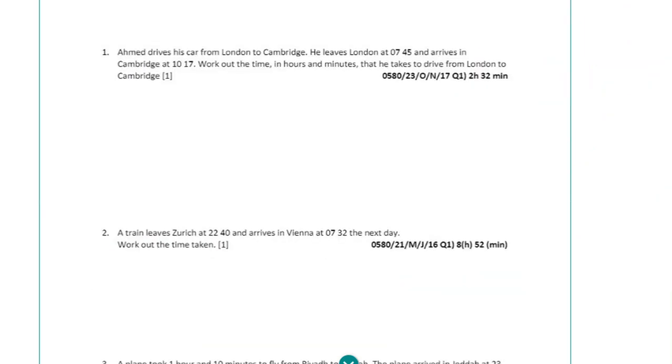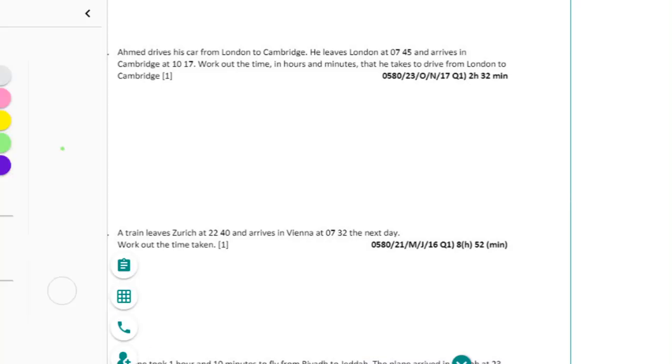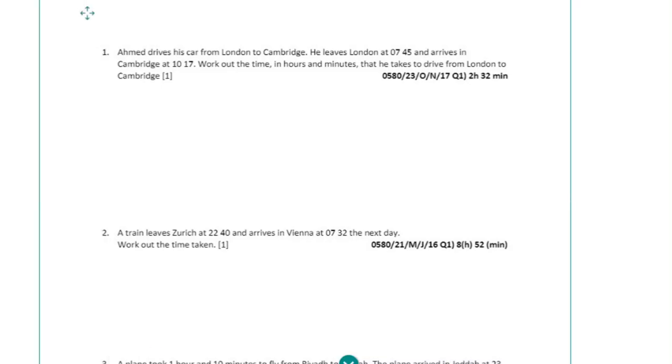Okay. Starting the worksheet questions. Question number 1. Emmett drives his car from London to Cambridge. He leaves London at 07:45 and arrives in Cambridge at 10:17. Work out the time in hours and minutes that he takes to drive from London to Cambridge.